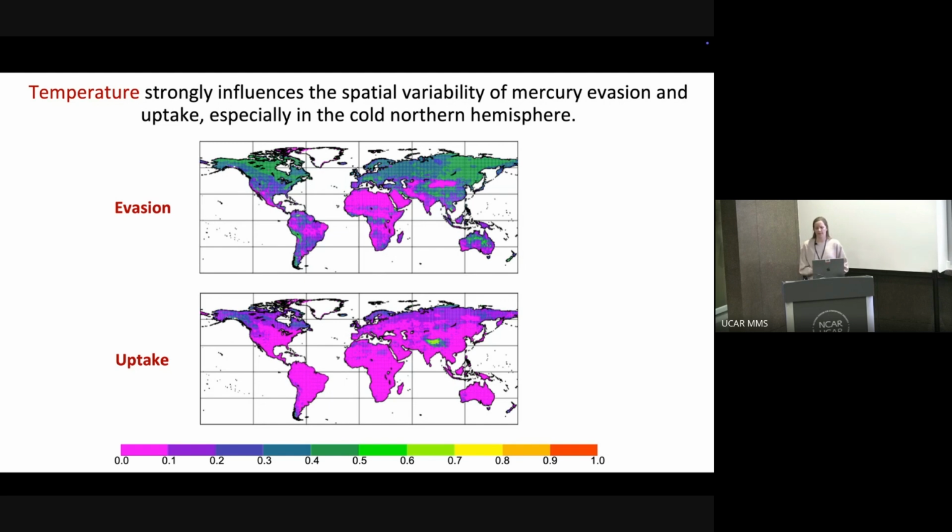of mercury by plants. As you can see, especially in the northern latitudes where it's frozen a lot of the time of the year, once those soils and that ecosystem finally warm up, temperature has a big impact on mercury uptake in these ecosystems, which we do see in the literature as well in the field. And then here in the lower graph, not as much of an impact on uptake, but still we do see this strong spatial variability by temperature.